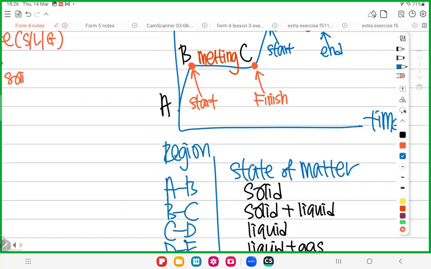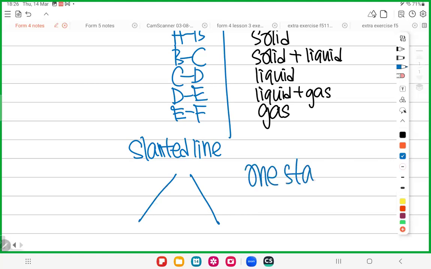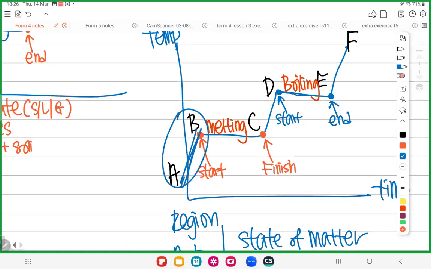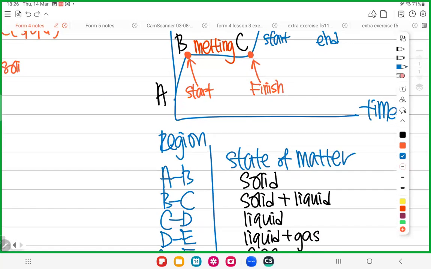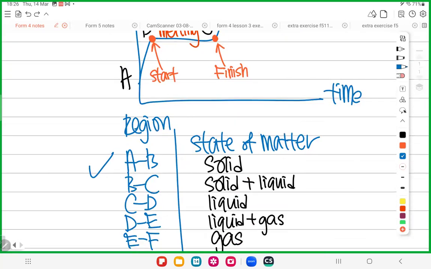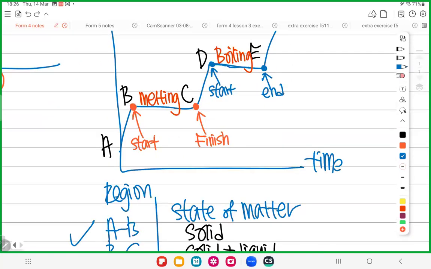When you are on the slanted line, meaning the line going up like this or the line going down like this, you only see one state. One state means it's only solid, only liquid, or only gas, isn't it? Let's say A to B, slanted line. That's why it's only solid. C to D, slanted line, so it is liquid. E to F, slanted line. That's why it is gas.